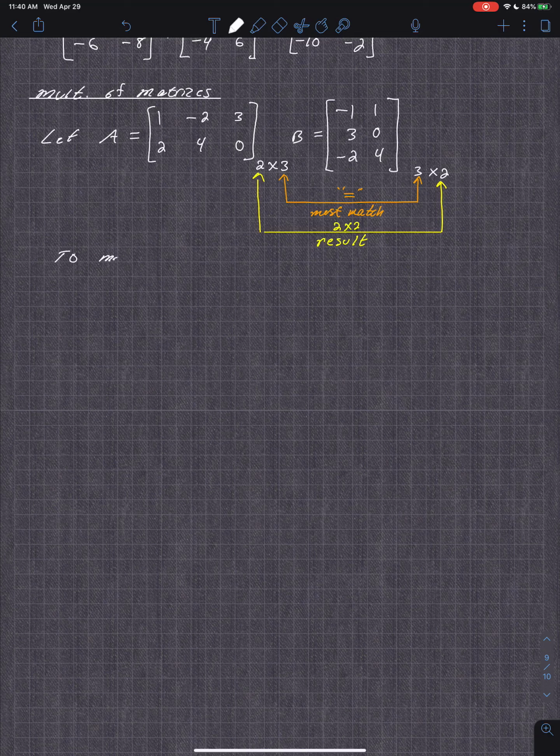Before we actually do that, just write that statement down. To multiply matrices AB, the columns of A must equal the rows in B. The result will be a 2 by 2.